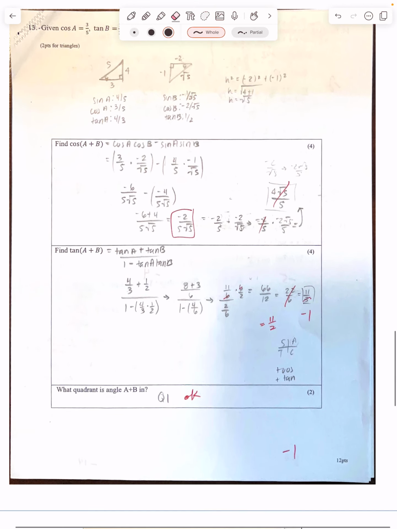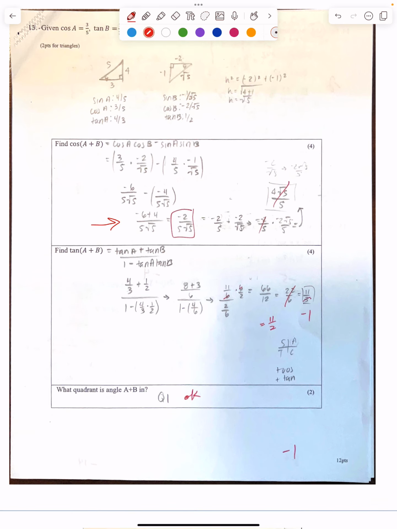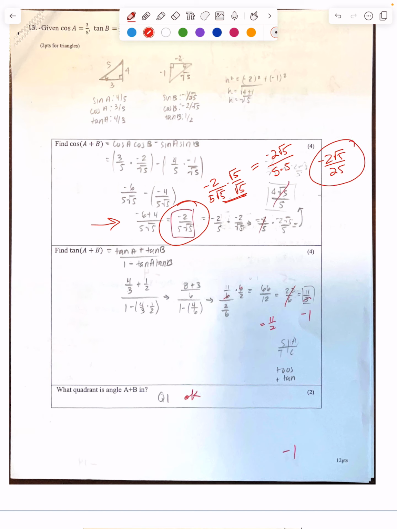Let's see. On this next question, this was actually correct. You just reduced wrong. This answer's fine if you wanted to rationalize then. So 2 over 5, radical 5. The radical's the only problem. I would have just multiplied by radical 5 over radical 5, which would give me negative 2 radical 5 in the numerator, and 5 times radical 5 is another 5. You get negative 2 radical 5 over 25. That's how I rationalize that.